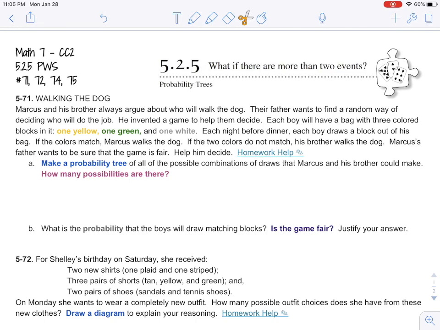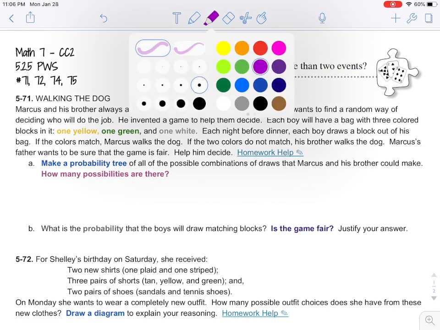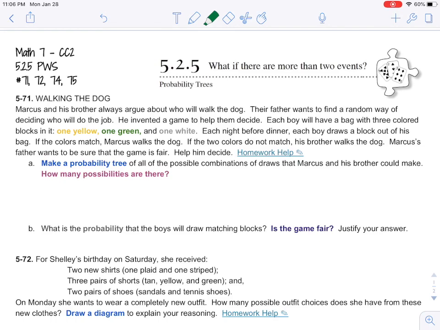Walking the dog. Marcus and his brother always argue about who will walk the dog. Their father wants to find a random way of deciding who will do the job. He invented a game to help them decide. Each boy will have a bag of 3 colored blocks in it: 1 yellow, 1 green, and 1 white.